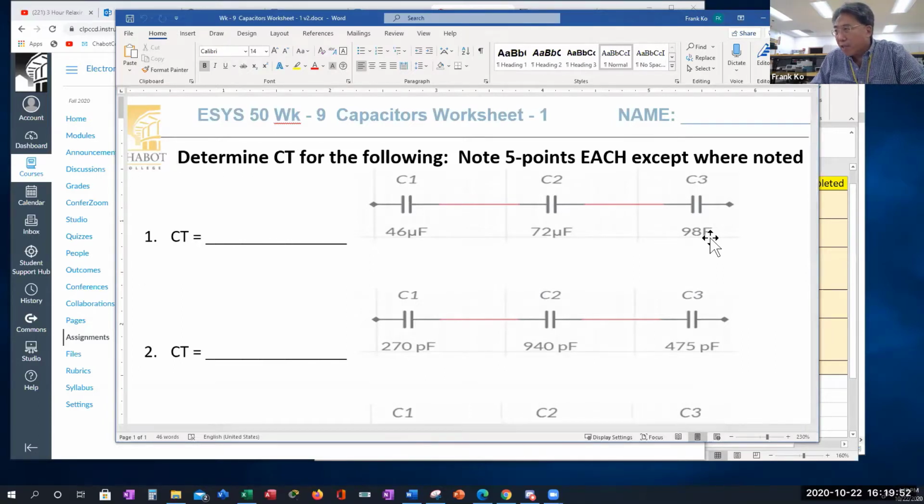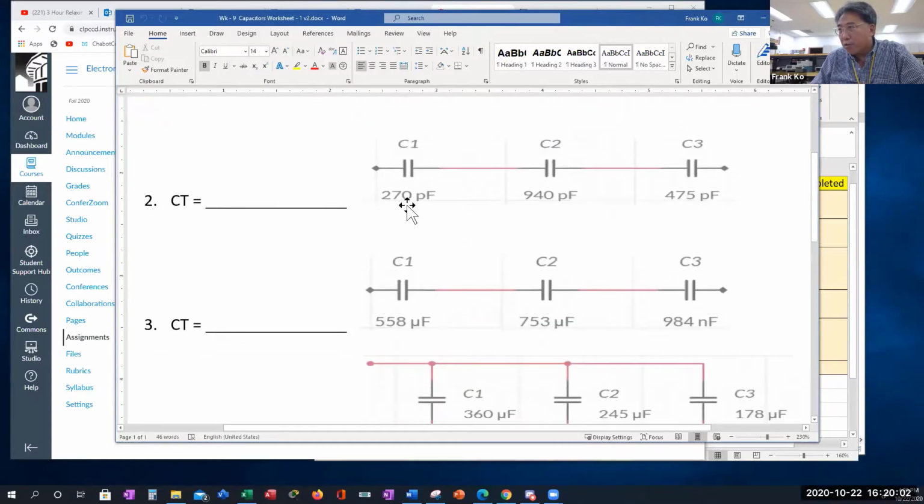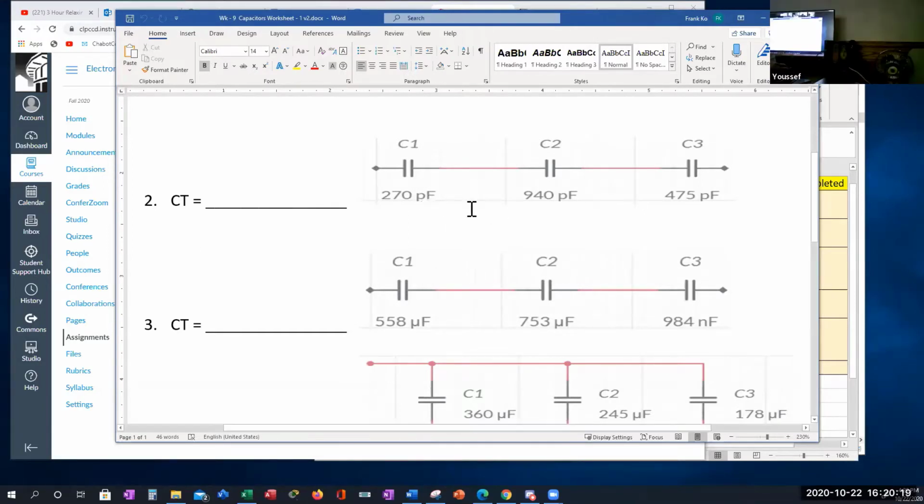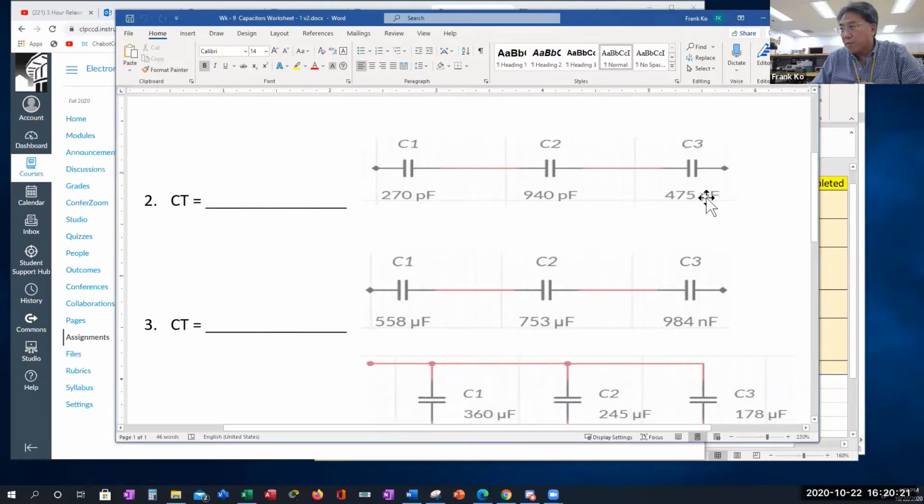Actually, I need to fix that. That should be in microfarads. I will fix that. Everybody make a note for C1 that this is in microfarads. Number 2, these are in P. What is P? P is the symbol for what unit value in power of 10? That's 10 negative 12, and it's called picofarad, yes? Picofarad. So all of these are in picofarads, so that one's correct.